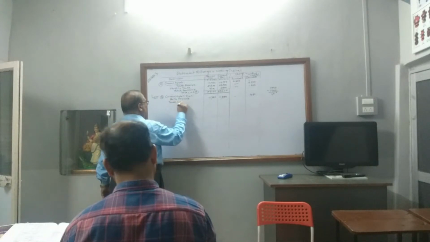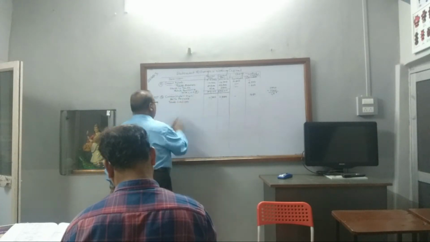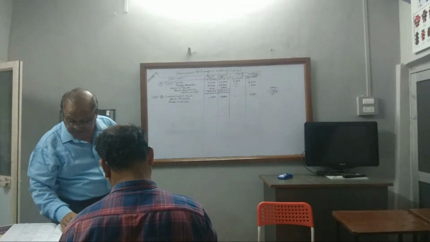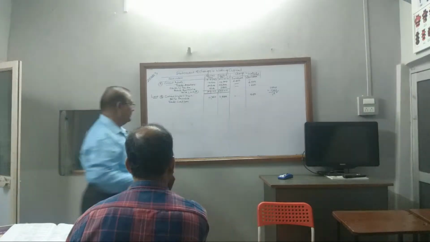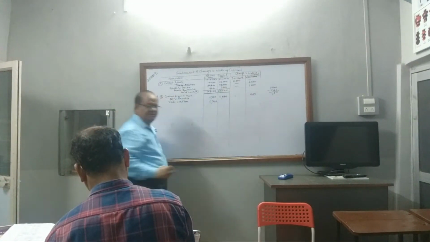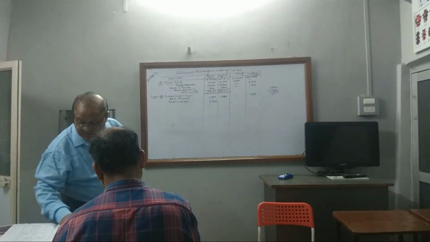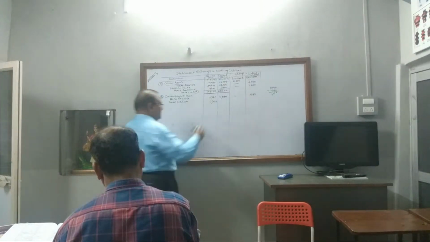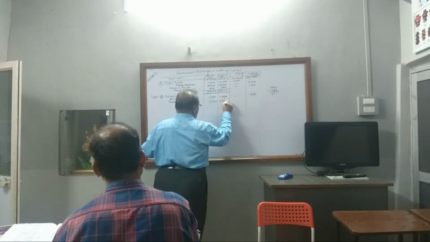Then next is trade creditors. How much are trade creditors? Trade creditors are 5,740 for the previous year, and the next is 6,360.